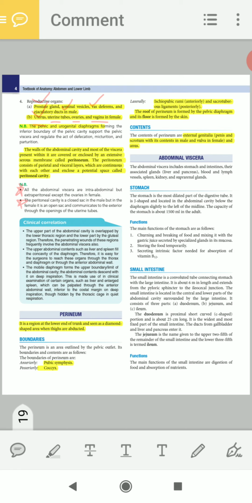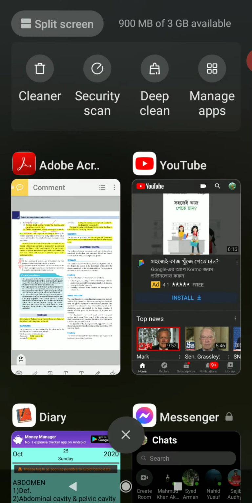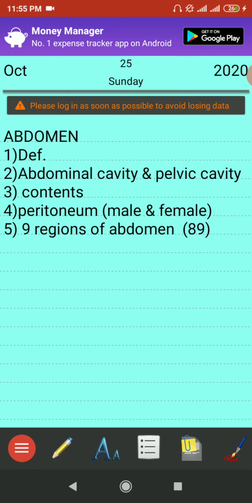So today we discussed what we covered up to this lecture. We learned the definition of the abdomen. What are the cavities? That means the abdominal cavity proper and the pelvic cavity. What are the contents in the abdominal cavity and what are the contents in the pelvic cavity? And we learned details about the peritoneum: the male peritoneum, the female peritoneum, the classifications of the peritoneum, the function of the peritoneum, and so on.